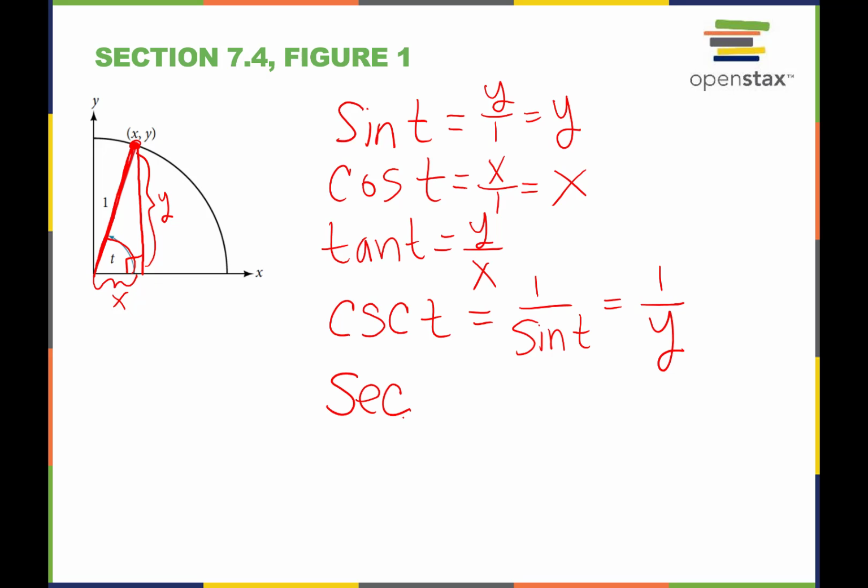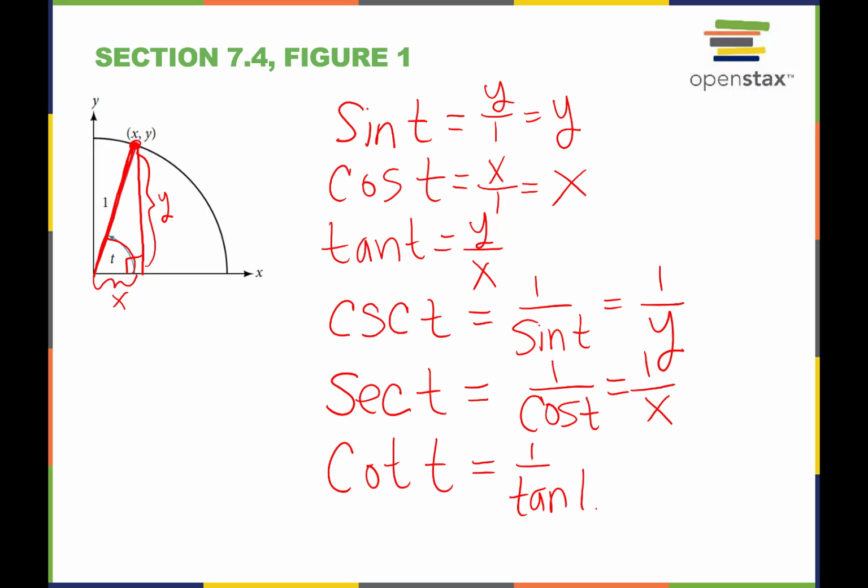Secant is abbreviated SEC, the secant of an angle. That is the reciprocal of cosine of the angle. Since cosine of the angle on a unit circle is the x coordinate, my reciprocal is going to be 1 over x. And lastly, cotangent of an angle, and it's abbreviated COT for cotangent. That is the reciprocal of tangent of the angle. Since tangent is y over x, cotangent is the reciprocal of that, which is x over y.